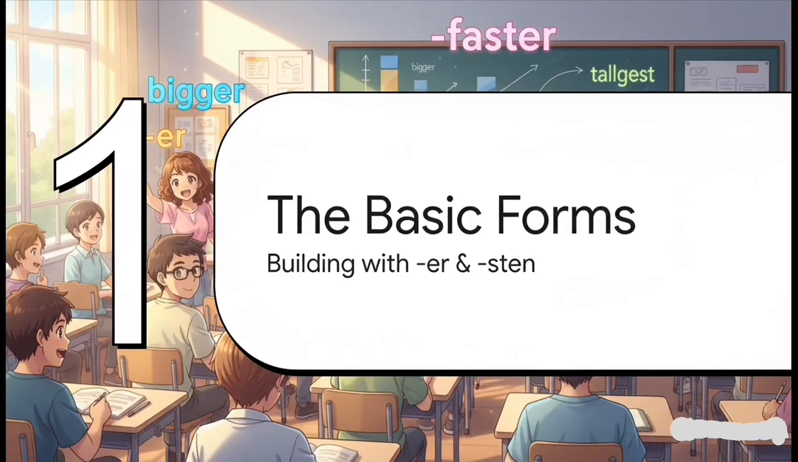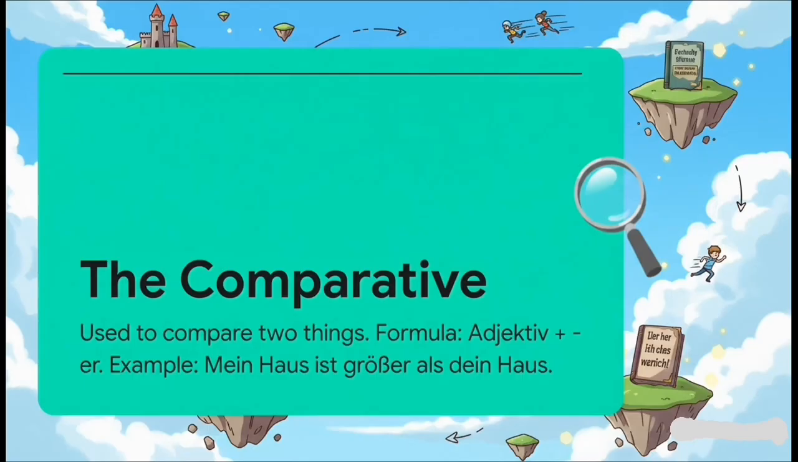All right, first things first. Let's talk about the absolute basics. How do you actually form a comparison in German? It really all comes down to two simple endings. Okay, so if you want to compare two different things, say something is bigger or faster or older, you're going to use the comparative. And the rule here couldn't be simpler. You just tack er onto the end of the adjective. That's it.